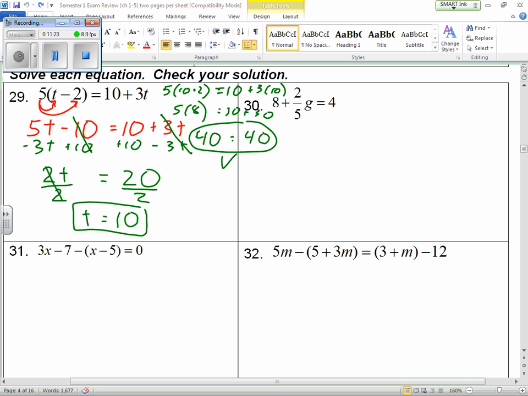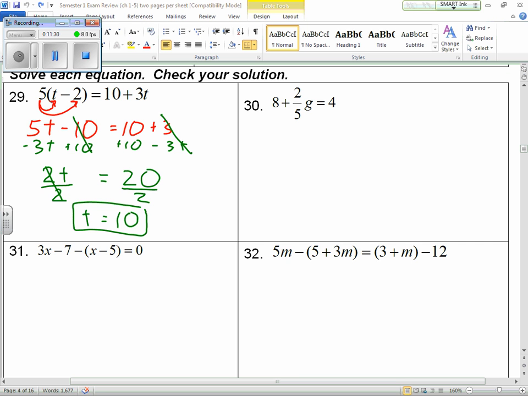Could have probably done my check your solution a little bit neater. Number 30. 8 plus 2/5 g equals 4. All right, the first thing we need to do is get rid of the 8. Subtract 8 from both sides. So we'll cancel. We're left with 2/5 g equals -4. 4 minus 8, -4.